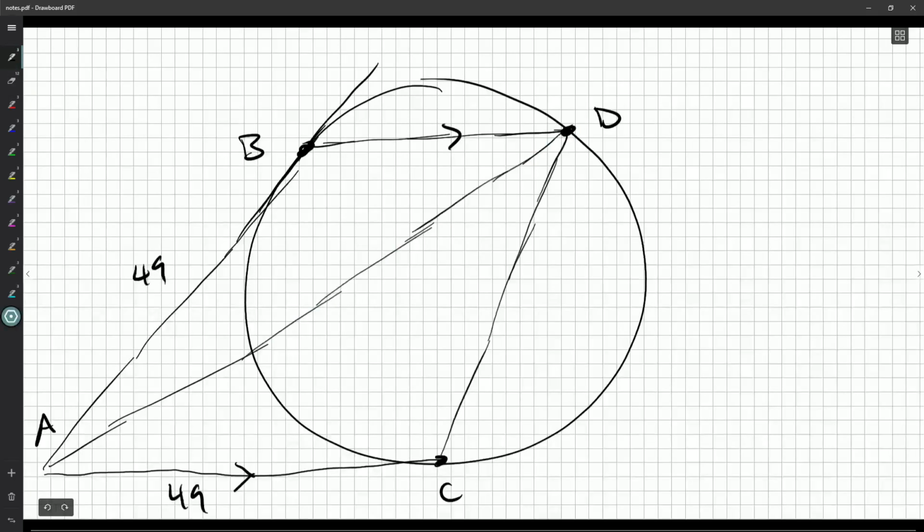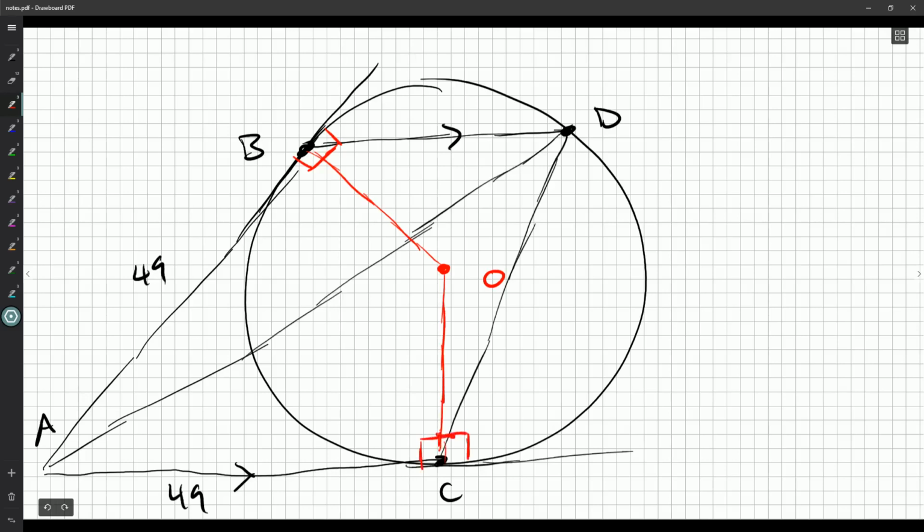So the question is, where might we go from here? Usually when I see tangent points, I think perhaps we should connect them up with the center of the circle. So let's call the center here O. The radius to the tangent point is a nice right angle to the tangent line. So a nice little right angle there.